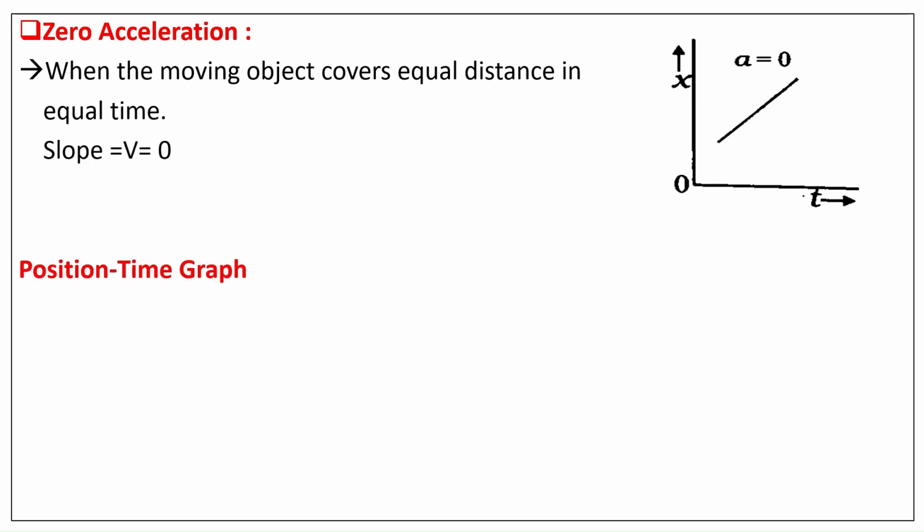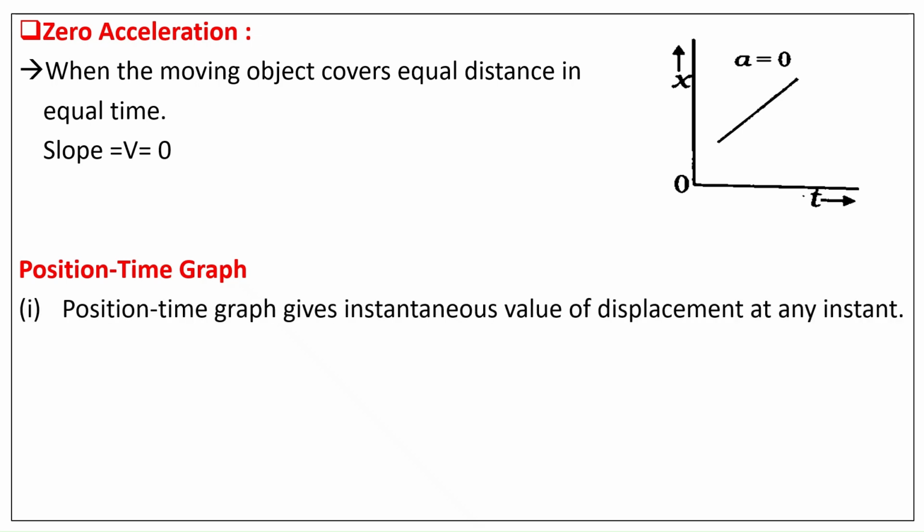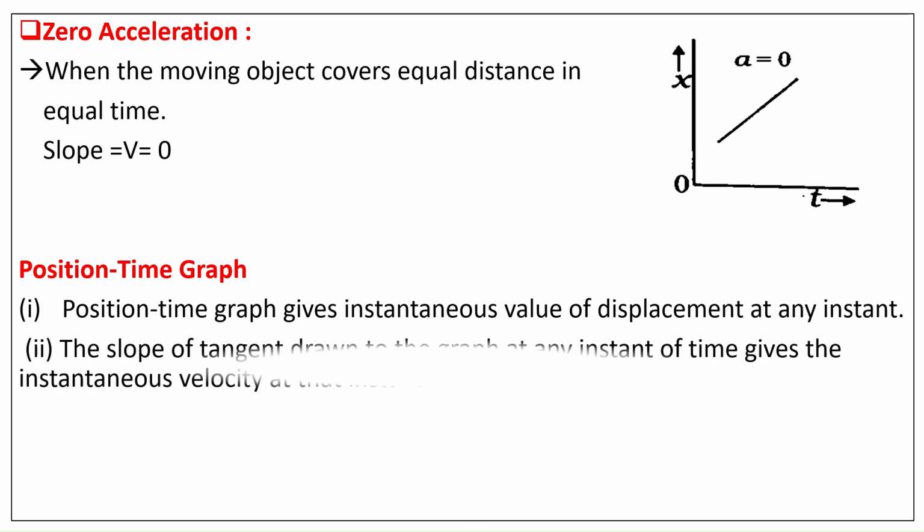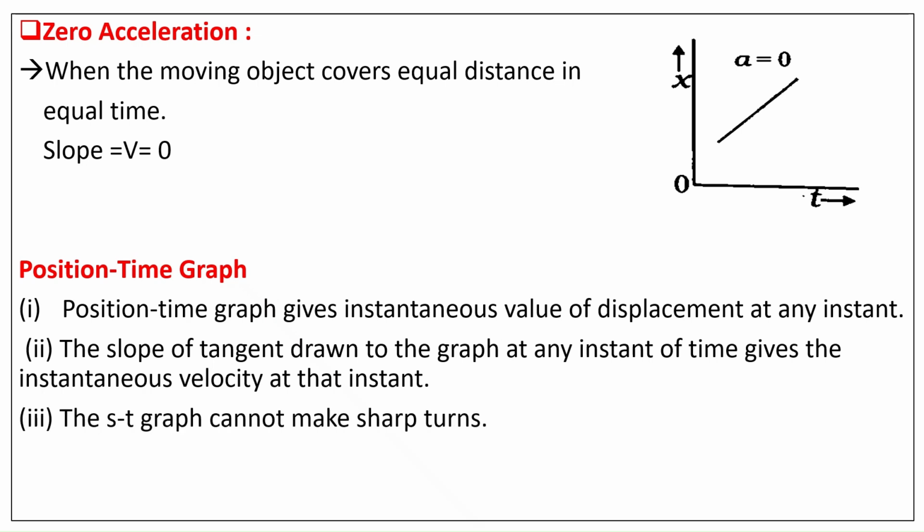Next, let's see position time graph. 1. Position time graph gives instantaneous value of displacement at any instant. 2. The slope of tangent drawn to the graph at any instant of time gives the instantaneous velocity at that instant. 3. The ST graph cannot make sharp turns. Let's see some different cases of position time graph.